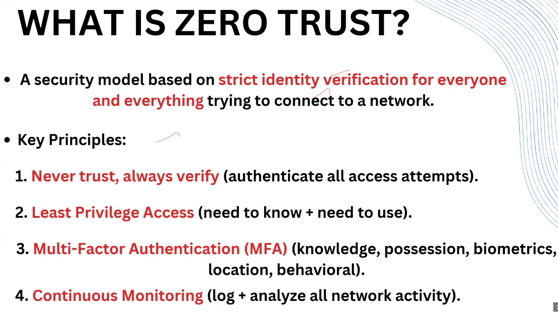So what do we mean by need to know? Is that we only provide access to our employees, right? So let's say, for example, we have an employee who works in HR. We only give him access to what he needs to know in order to do his job. This is what least privileged access is. And also, we only give him access to the company resources he needs to use to perform his job. This is least privileged access.